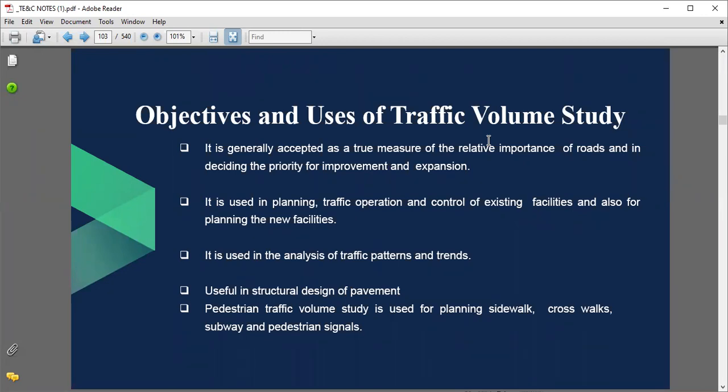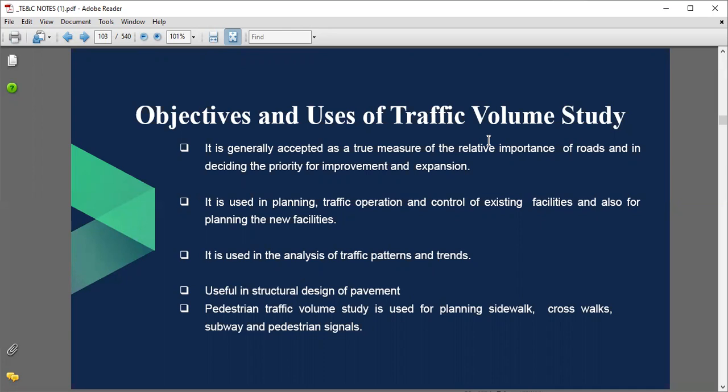Means we have to understand the existing condition of the road. We have to understand the existing condition of the vehicles, how many vehicles are going on that road, and which type of flow, whether it is mixed or a single type of vehicle moving on the road. If we understand the characteristics required for the improvement of the existing road, for that purpose we have to do the traffic volume study.